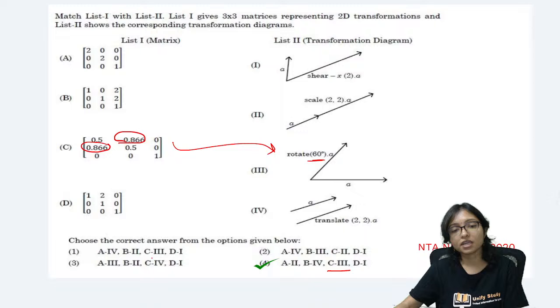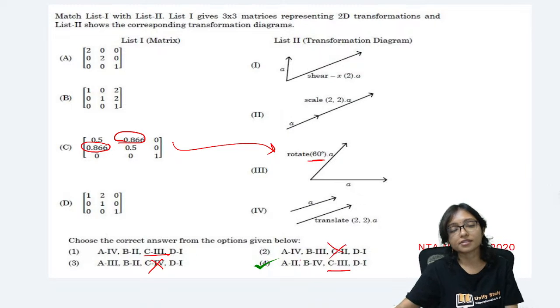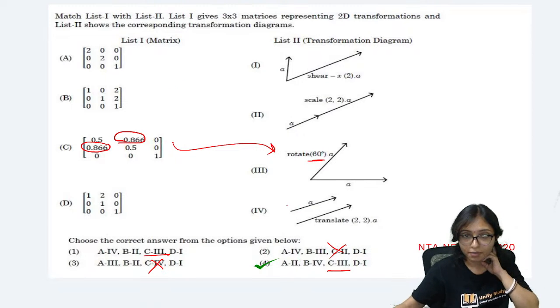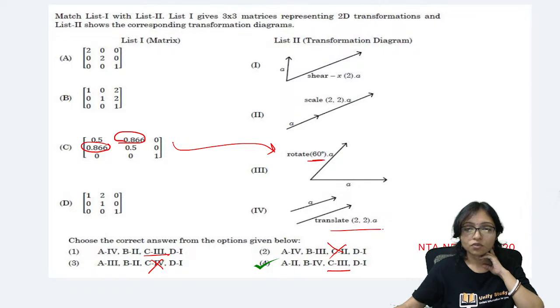Here is C with 3, here also C with 3. This is not the answer. This is also not the answer. After that you can see that what is the translation matrix Tx Ty, where translation matrix how I can match.